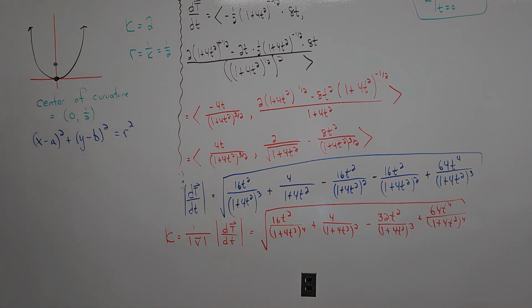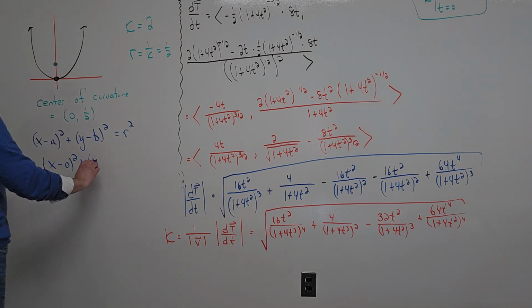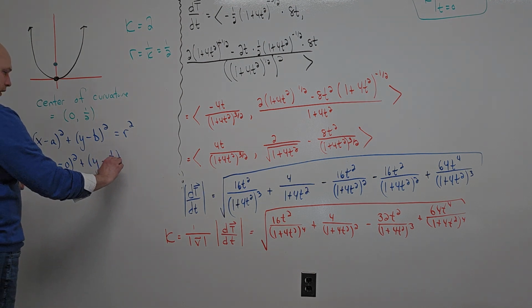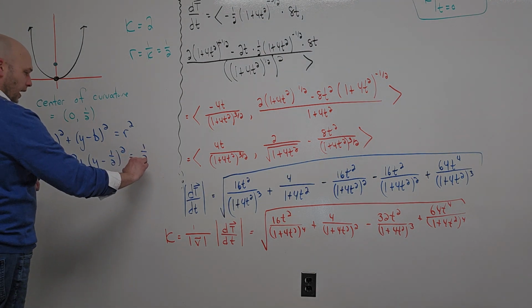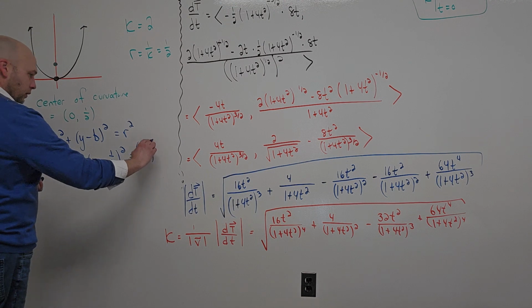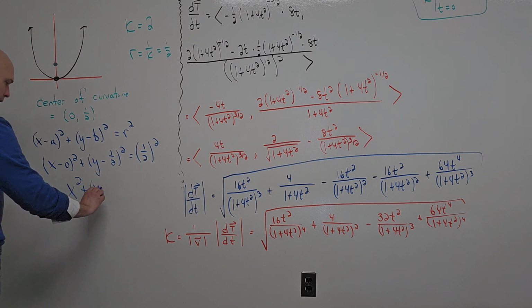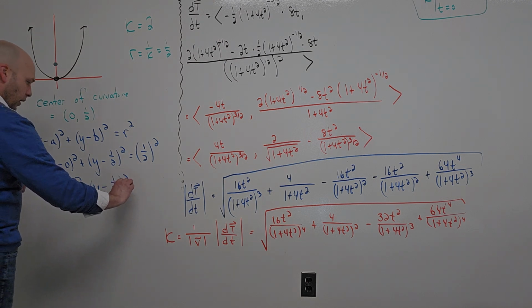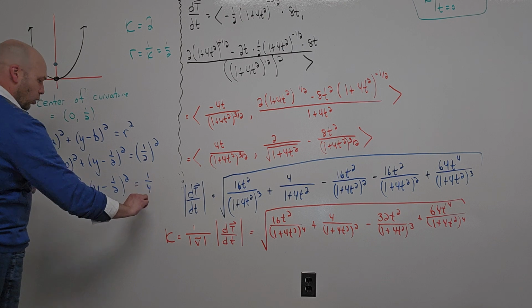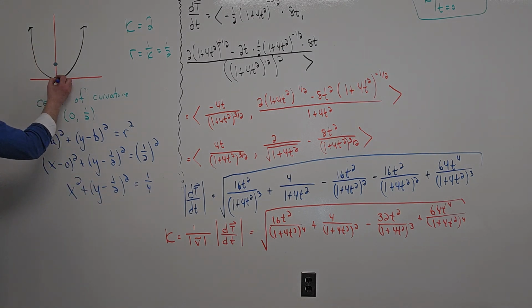So plugging those numbers in, I get x minus 0 squared plus y minus 1/2 squared is equal to 1/2 squared. And then simplifying that slightly, I get x squared plus y minus 1/2 squared is equal to 1/4. So that would be the equation of this circle.